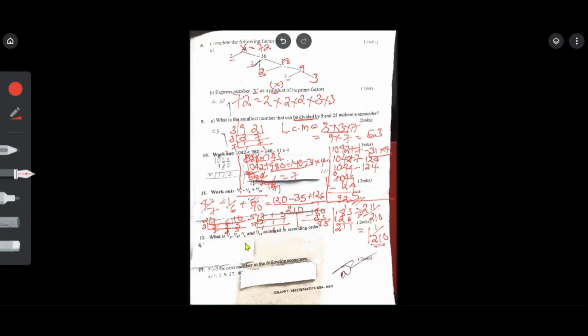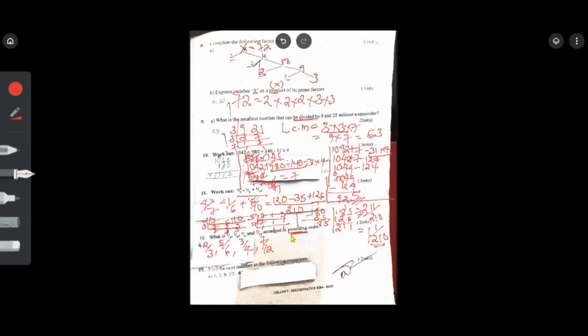This number is 2 all over 3. The next one is 5 all over 6. Then you have 3 all over 4. Then you have 7 all over 12, in ascending order.